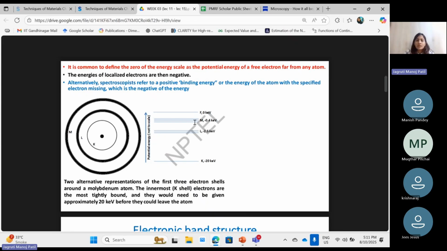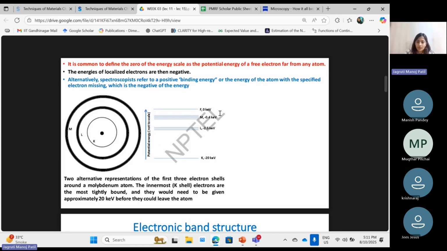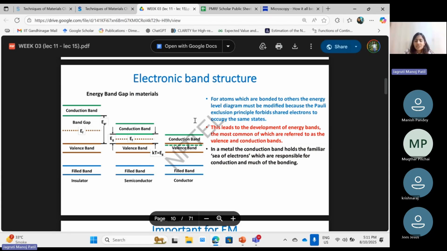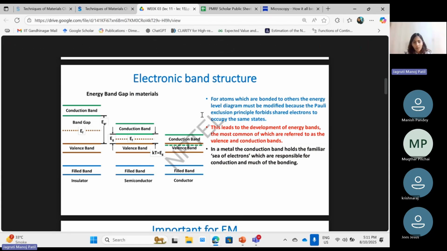Okay. So in terms of the energy that an electron holds, it's represented by kilo electron volt, keV. I hope that you know. Okay. Then the band structure, not at all that important, but okay.